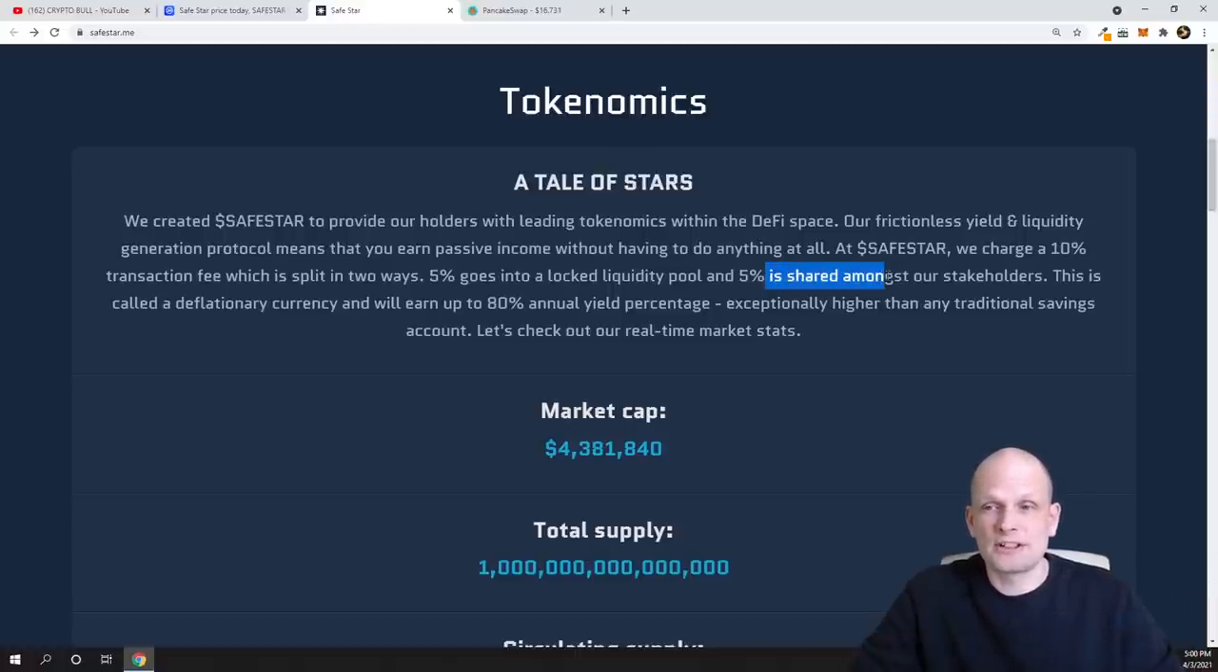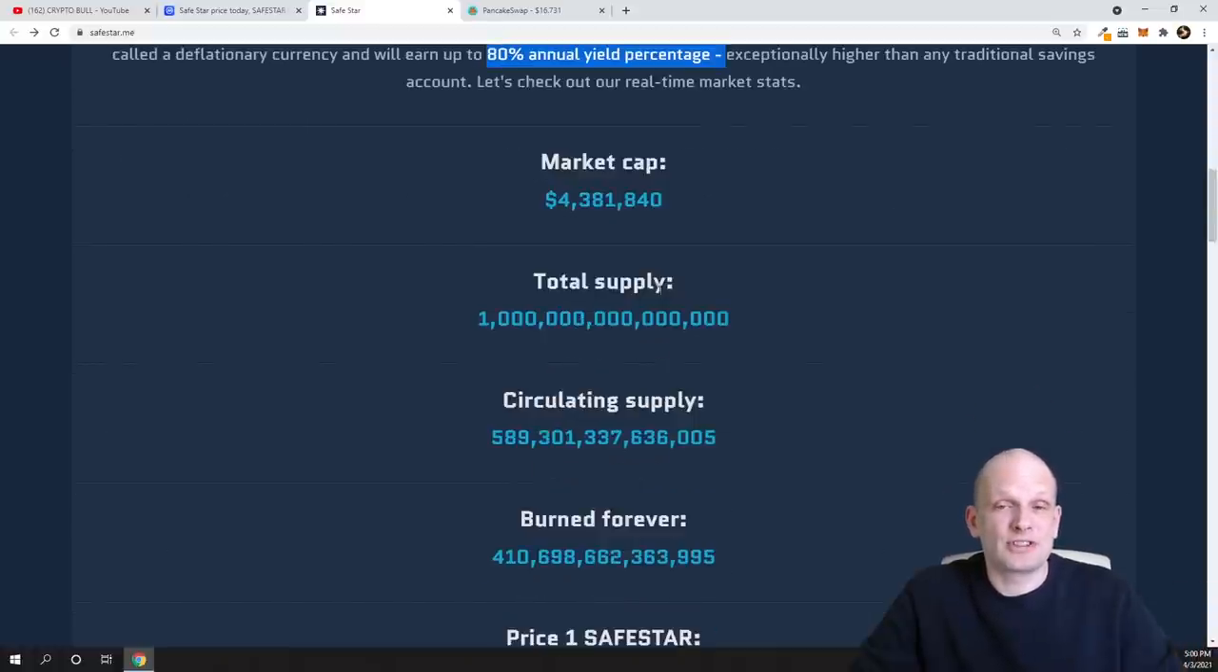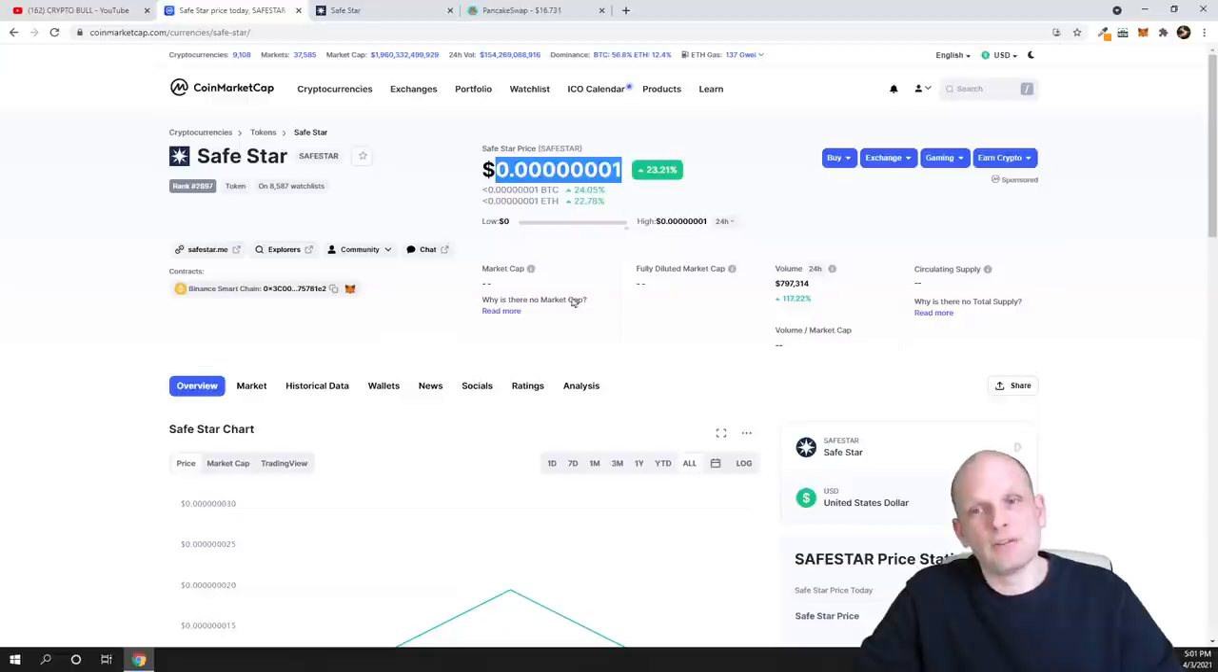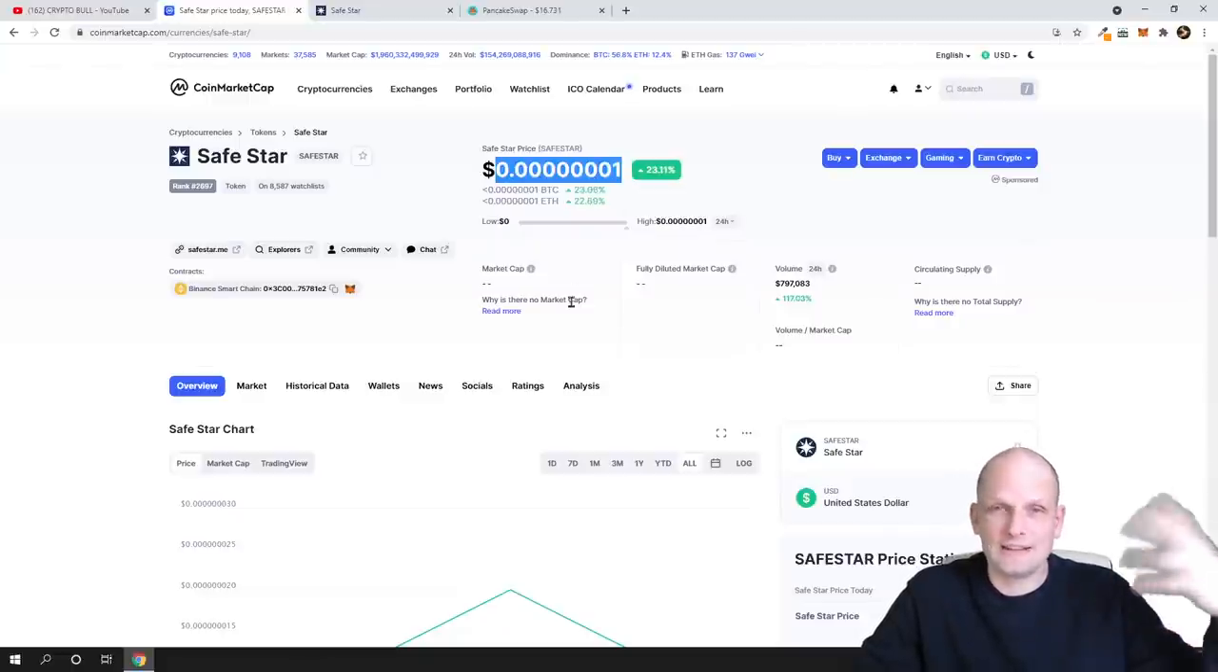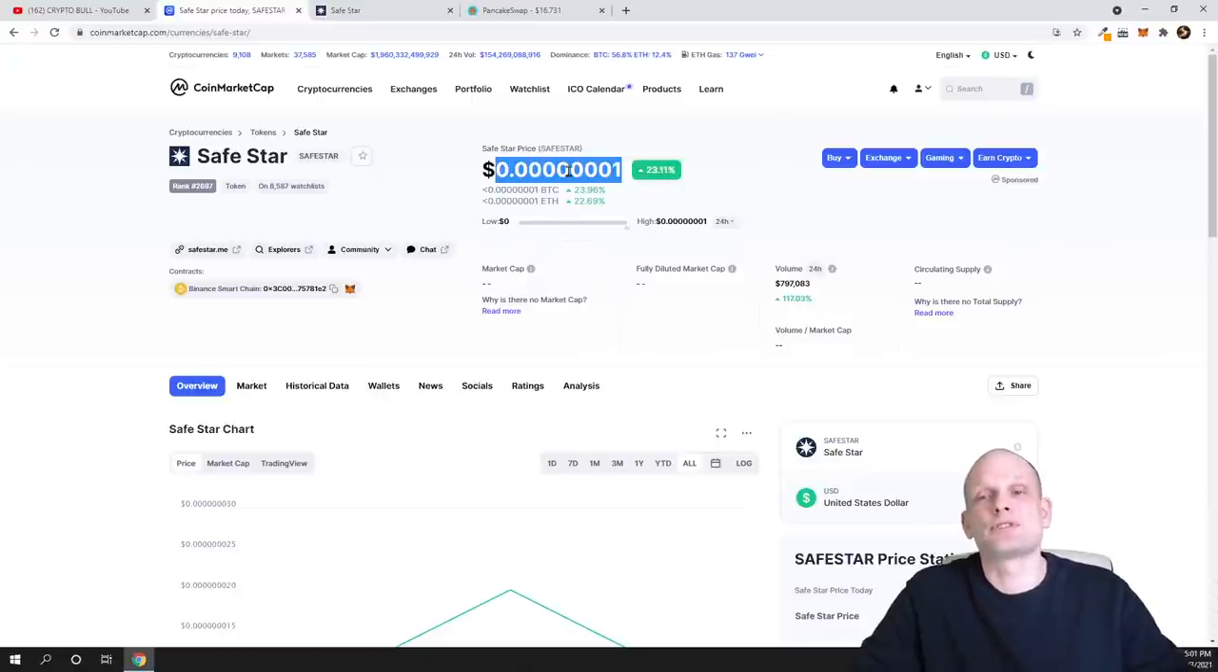So as you see, 5% is shared amongst stakeholders. This is called a deflationary currency and will earn up to 80% annual yield, guys. So annually, by holding this, I will be making 80% on my investment. So now I invest like $100, in 1 year I will already have $180, and if this cryptocurrency grows in price, I will be making even more. I will be making on the price growth plus 80%, plus I will be making more of these cryptocurrencies.